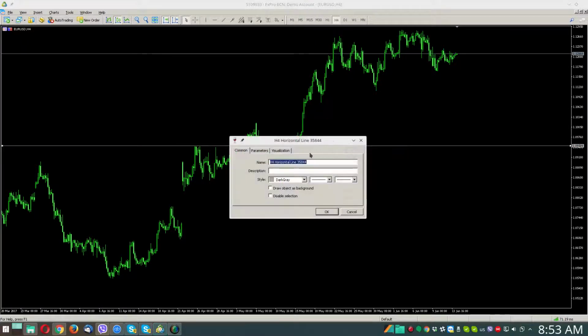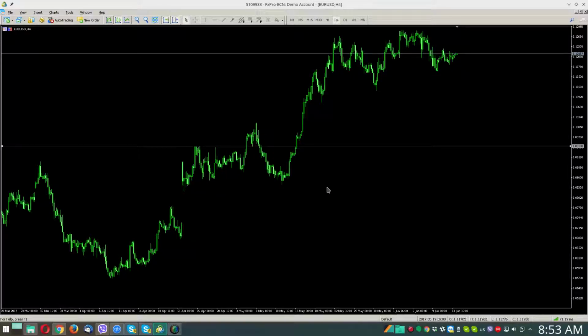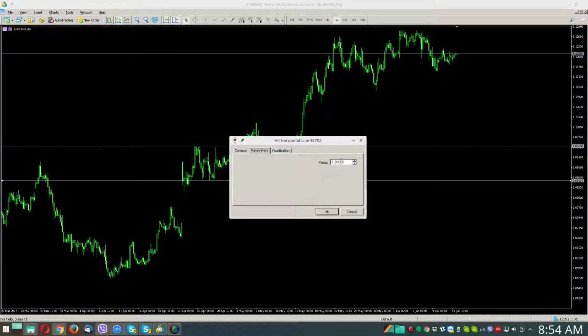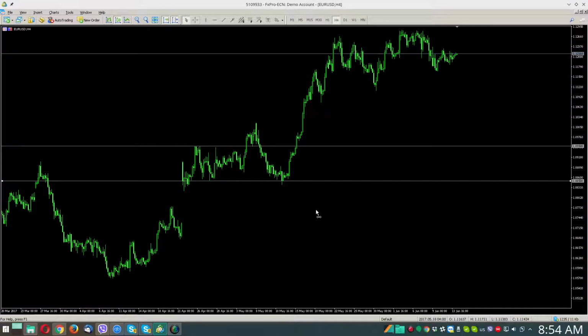Also right click properties, and we go to the parameters tab, and we will try to round the numbers to the fourth decimal point. We can also hold the control button and create a copy of that line, and I'm gonna put that here instead of going to here and clicking again for the next horizontal line. Again, right click properties, and I'm gonna round it to the fourth digit after the decimal point.